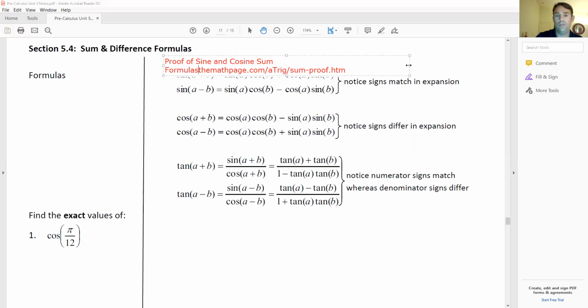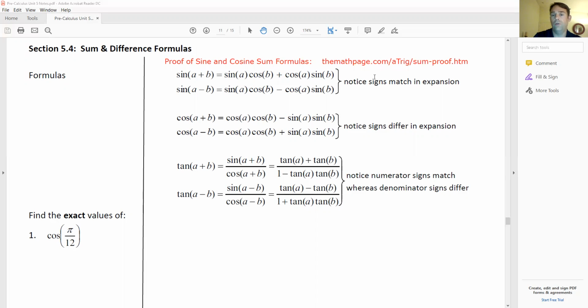Something to think about here. If you're a person that really likes seeing the proofs, you can find them. All right, it's a good little, and again, it's a very geometric one. It's really pretty slick how they do it.